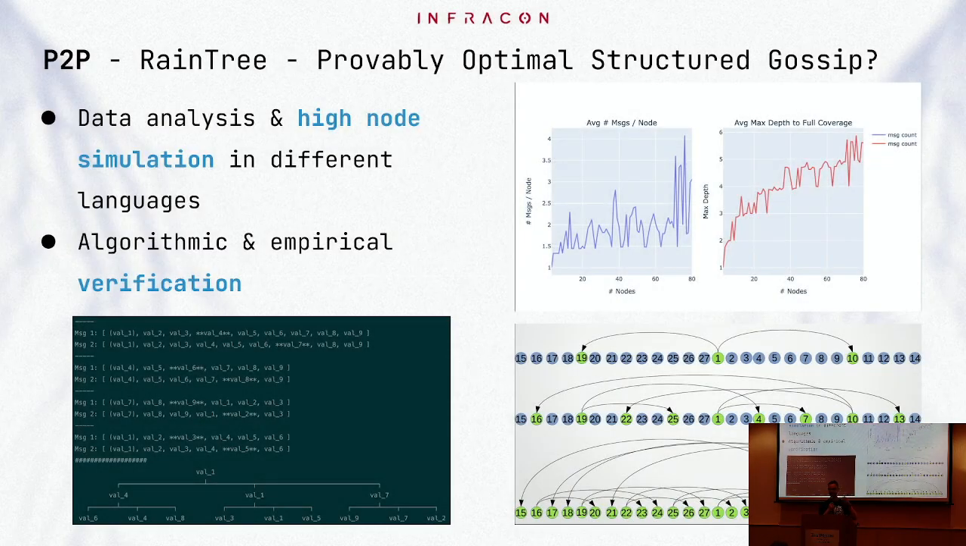And then one of the other exciting things that I won't have time to go into today is, for example, Raintree. I spent 3 days breaking my head over this algorithm, and we have a potentially provably optimal structured gossip algorithm, which through simulations has already been proving to be exactly as we expect it to do, and I'm hoping we'll have a formal verification of that sometime in the near future too.